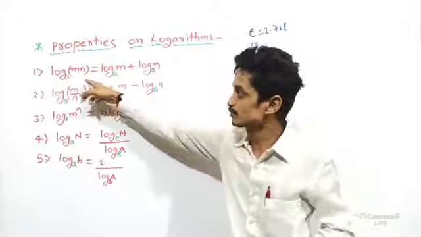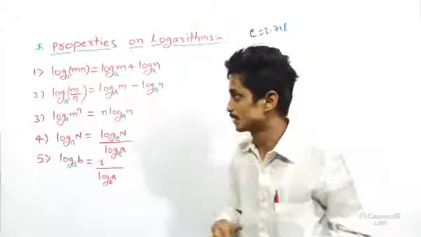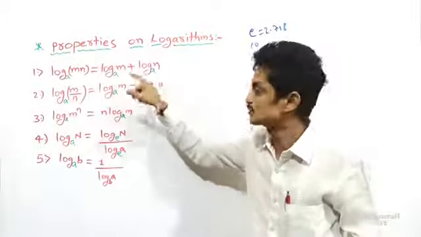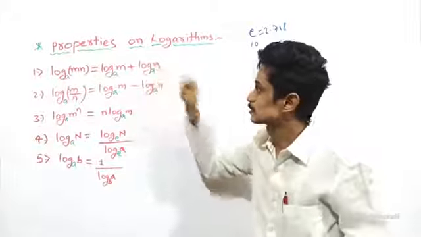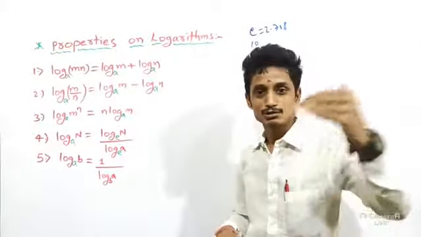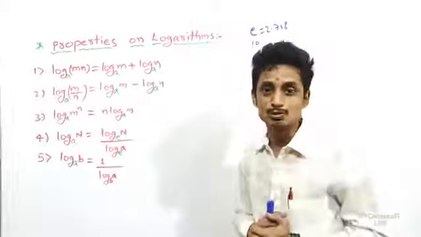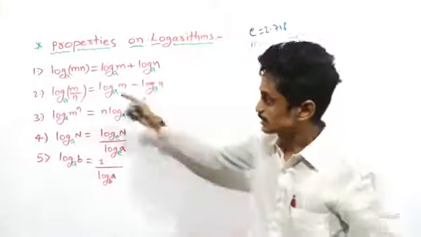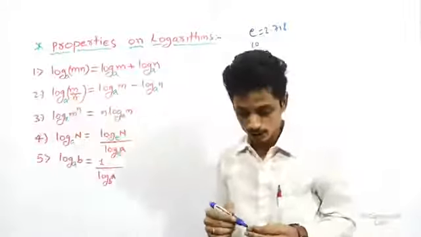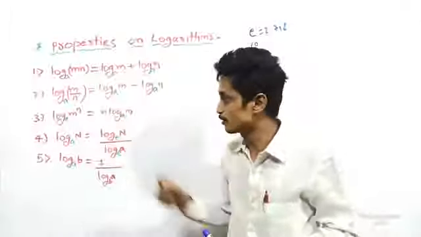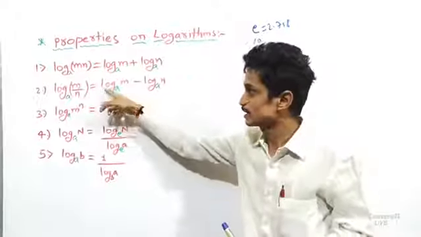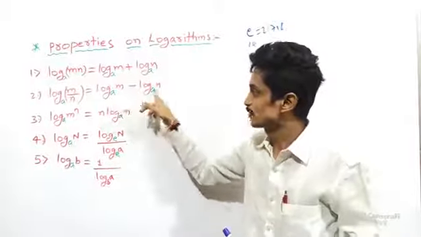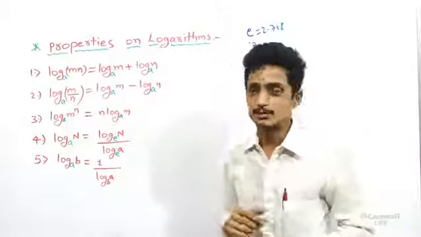The first one is log of mn, the product of two numbers, with the same base. How to separate it? That is log of the first number to the same base plus log of the second number to the base. Dear students, you learned the exponential properties in school time. Similarly, some logarithmic properties we have. The second property is the quotient form. Two numbers m and n. In quotient form the equivalent value will be log of the numerator to the same base minus log of the denominator to the same base.